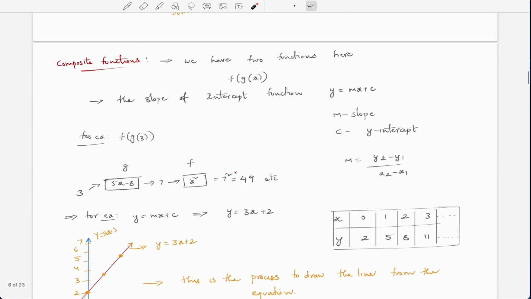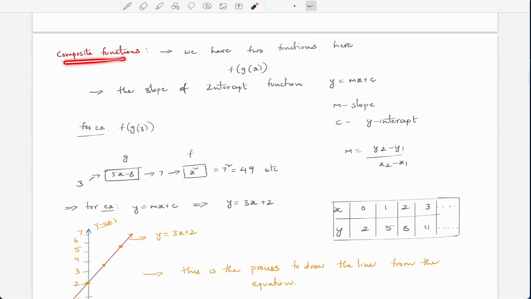So I just want to discuss composite functions. What do we mean by composite functions? We have two kinds of functions. So we have a function here, and in that function I can have another function, right? So we have g of x, or we can have another function in that g of x also.